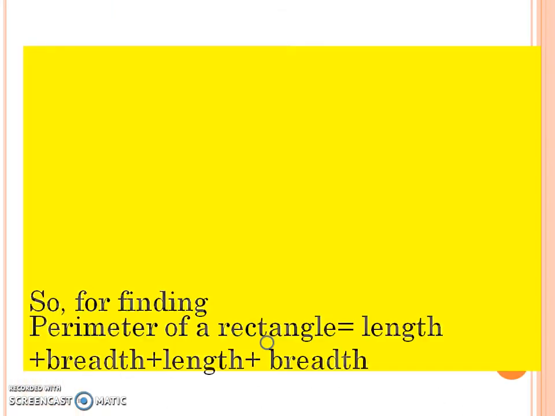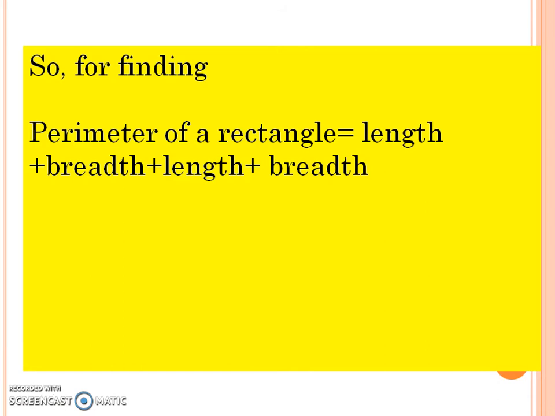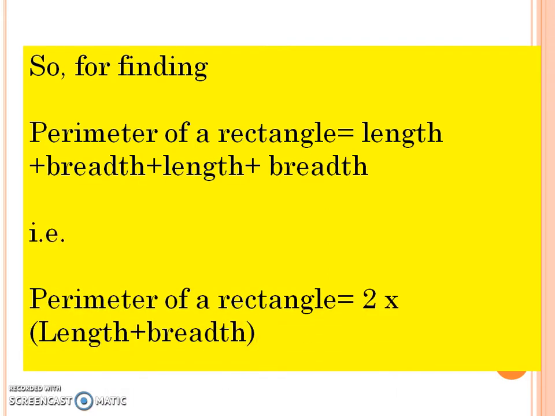So for finding the perimeter of a rectangle, the formula that you are going to use is length plus breadth plus length plus breadth. Or you can also write it like this: perimeter of a rectangle is equal to 2 into length plus breadth. Both are correct.